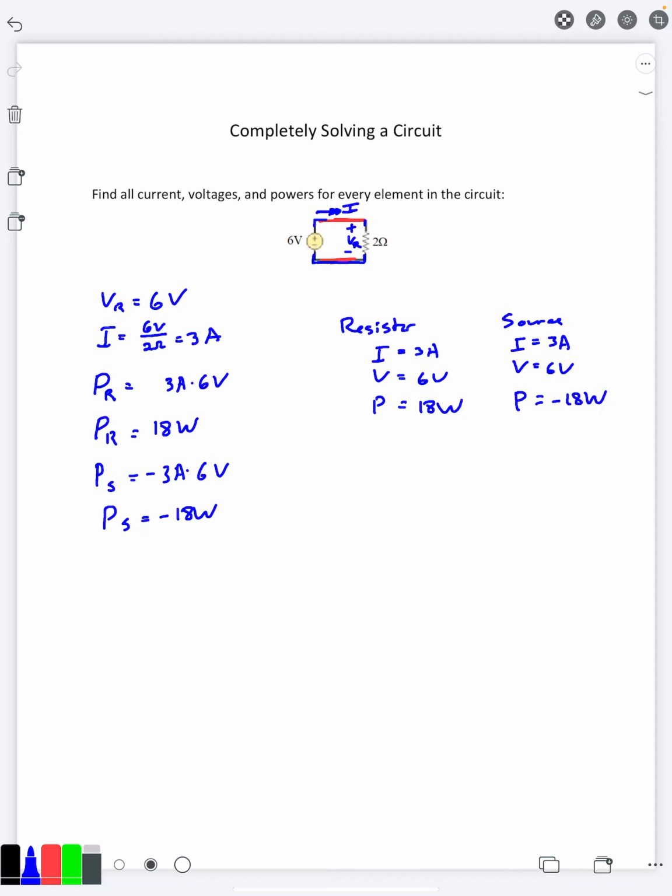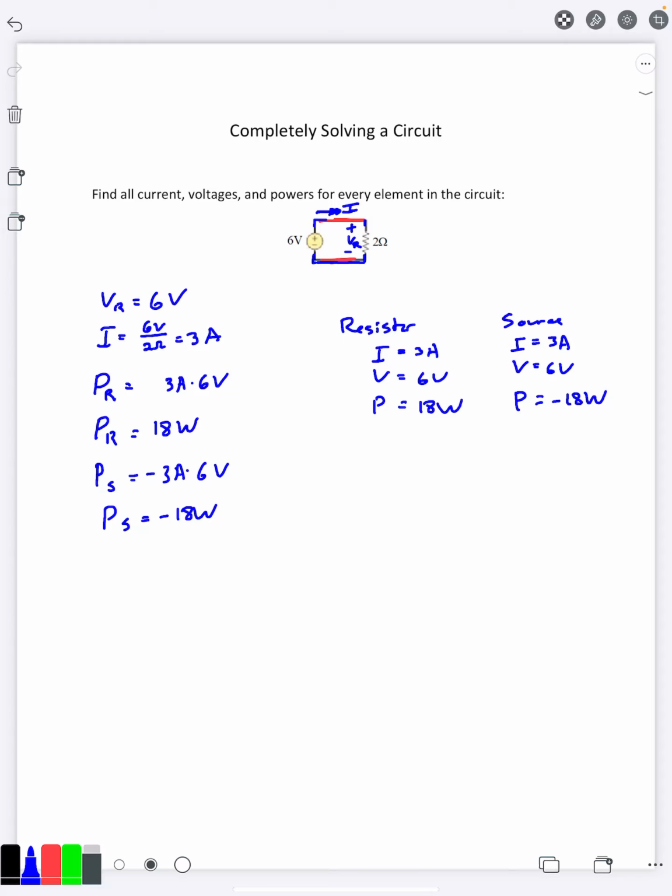And by the way, if you add up all the powers in your circuit, it is always going to give you 0. And that's because the law of conservation of energy guarantees that the total energy is always going to be the same. And if you take the derivative of that, the rate of change of energy, which is the power, will all add up to the derivative of a constant, which is 0. And so you see, we did all this work here, we found all this information, and that right there is completely solving a circuit.